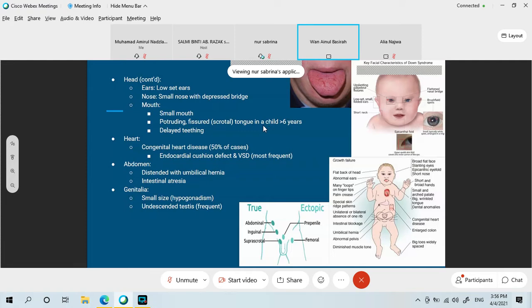And then for the abdomen, actually there are a lot more features, but I'm not sure because some were included and some were not. What I included is a distended abdomen with umbilical hernia and also intestinal atresia, which will lead to obstruction of the GI tract. And then genitalia: small size, hypogonadism, and also undescended testes, which is frequent. Okay, next.